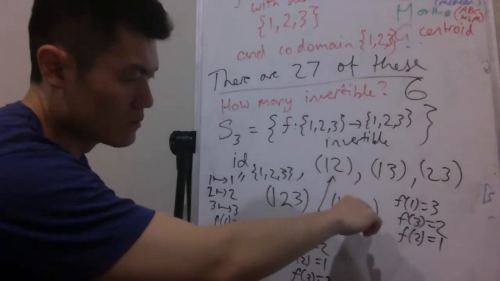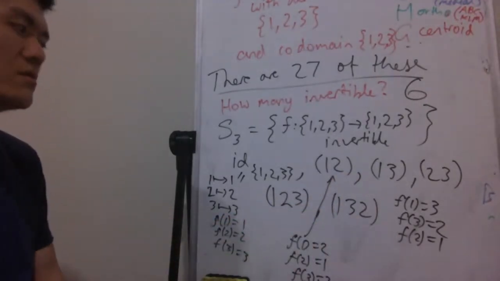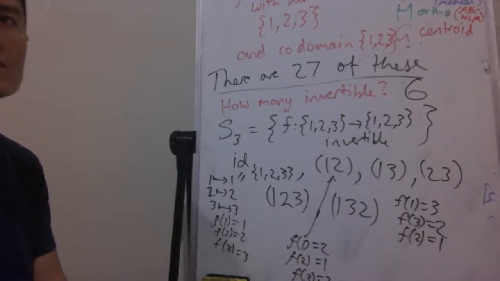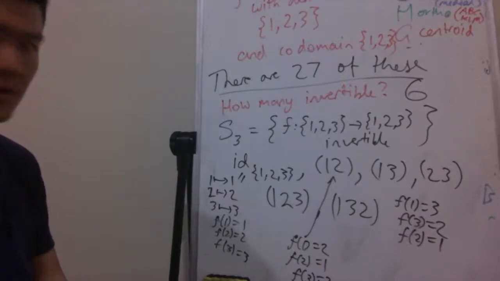3 goes to 2, and then 2 goes back to 1. Yeah, then the other one is the 1, 2, 3 inside. Oh, yes. So the 1, 2, 3: 1 goes to 2, 2 goes to 3, and 3 goes to 1. Okay.